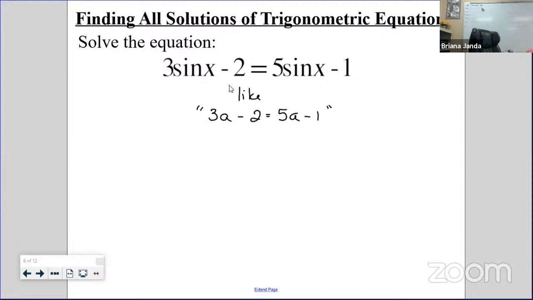So if I were solving this one, I would probably move to this side over here, like subtract that 3 sine of x. I'm going to show all my work on these first couple here so we don't get lost. I'm going to subtract 3 sine of x from both sides here. Add 1.